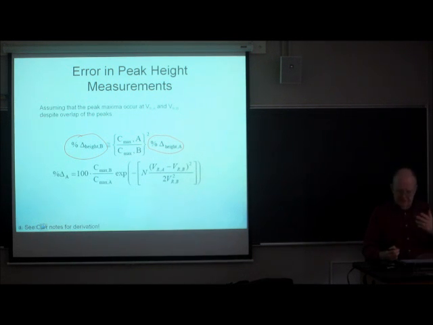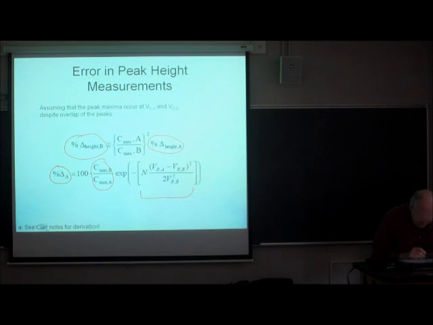Again, in my notes, you go through the details of the derivation. The percent error in the A peak works out to be 100 times the ratio of the peak heights. And the bigger the B peak is relative to the A peak, the larger the error that's going to happen in the A peak. I mean, the bigger the other peak is, the worse off you are analytically. That's almost obvious. And then we have the exponential of all of this stuff. And once again, this all works out to be something directly related to the resolution.